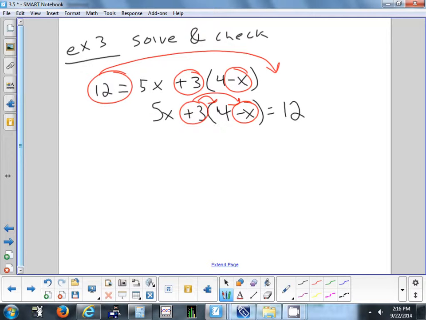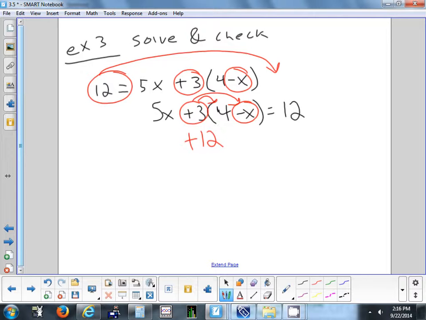Justin, what am I going to get here when I do my distributive property? Well, what's 3 times 4? If they're both positive, your answer is going to be what? Positive, right? I knew you were thinking that. So plus the 12, and then 3 times negative x. What am I going to get? Who could tell me?